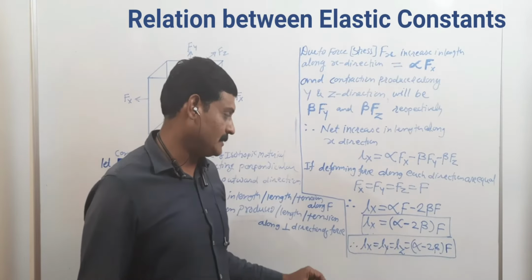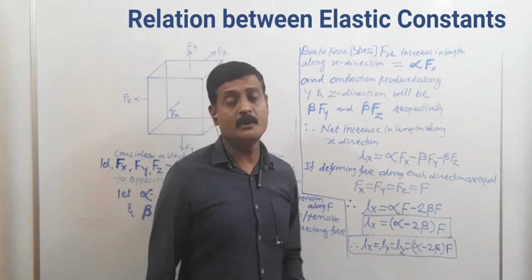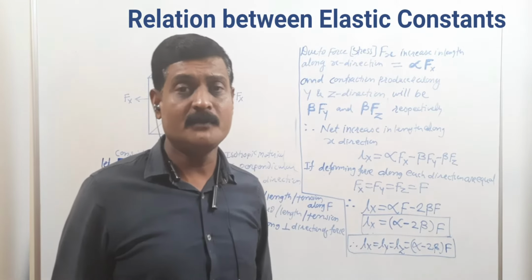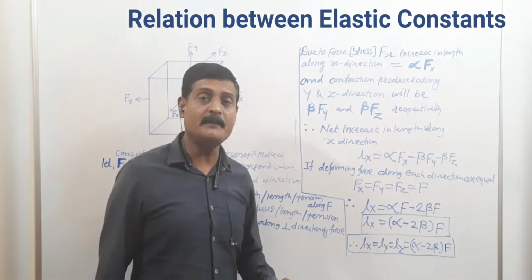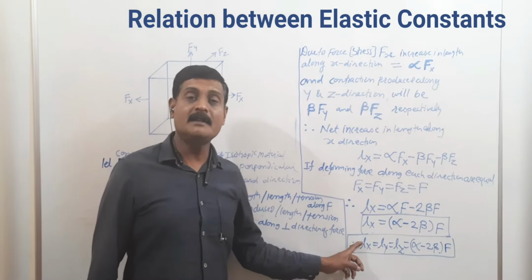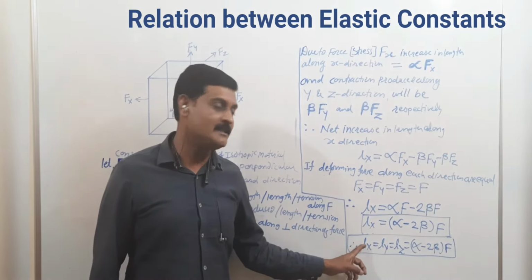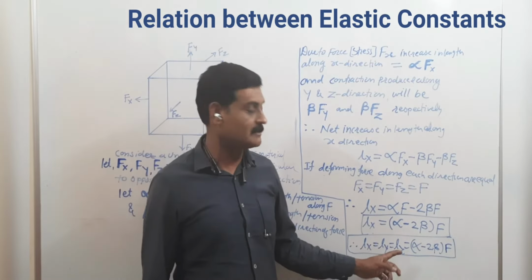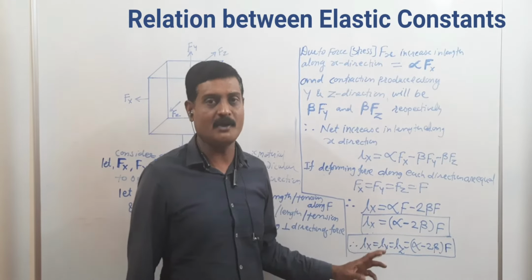But we know that it is an isotropic material, so it follows equal properties in all possible directions. So the increase in length along the x direction is equal to the increase in length along the y direction, which is equal to the increase in length along the z direction. It is the same for all directions.